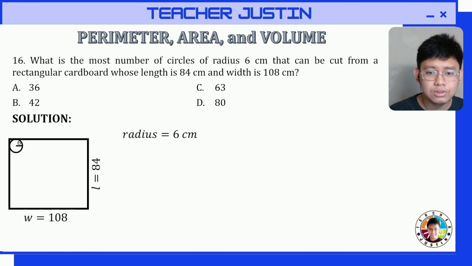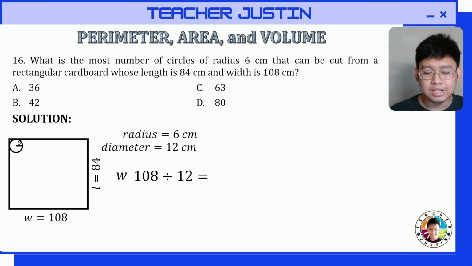Now, kunin natin yung diameter na itong circle na to. So, ang diameter ng circle natin, we will have 12 centimeters. Now, to get the diameter, we will just multiply 6 by 2. So, that will give us 12. Okay, so next, kunin natin yung ating width and divide natin siya by 12.